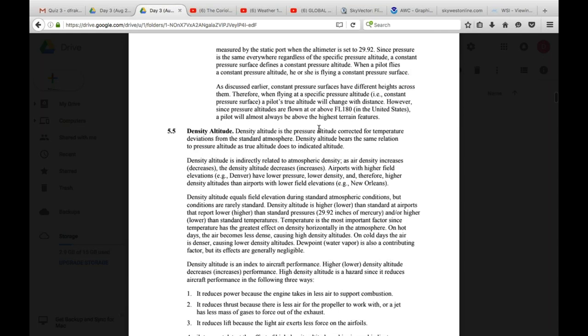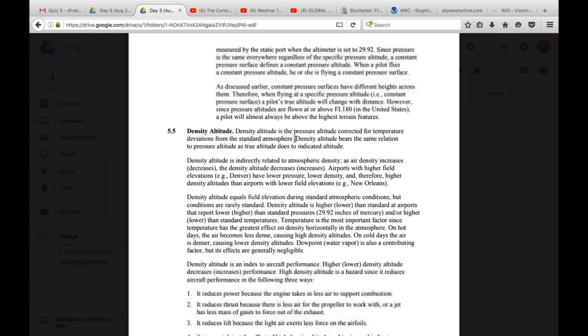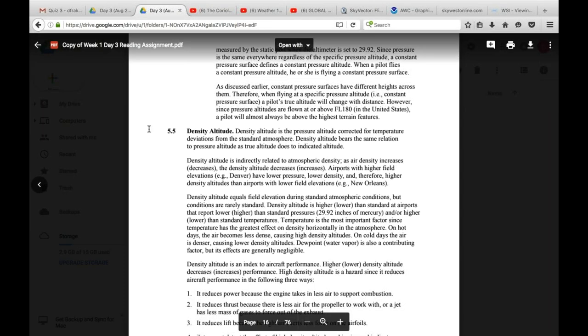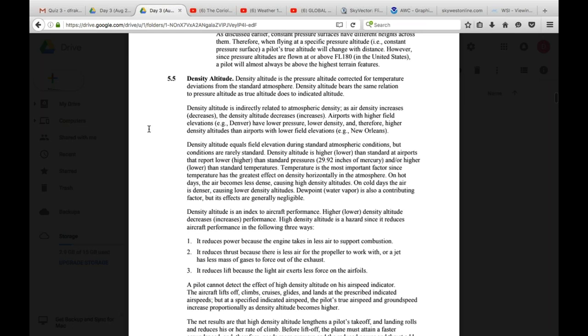Density altitude is the pressure altitude corrected for temperature deviations from the standard atmosphere. So density altitude bears the same relation to pressure altitude as true altitude does to indicated altitude. Density altitude is indirectly related to atmospheric density. As air density increases, the density altitude decreases. Airports with higher field elevation have lower pressure, lower density, and therefore higher density altitudes than airports with lower field elevations.